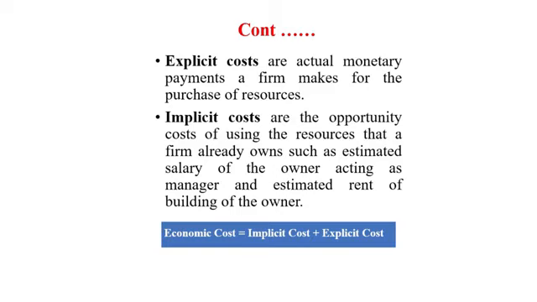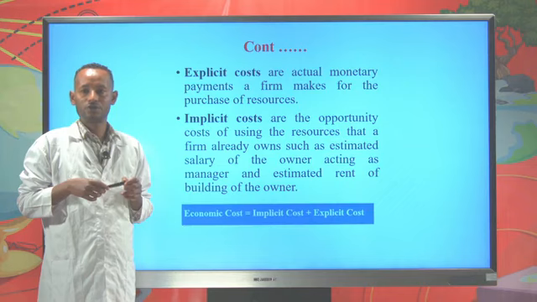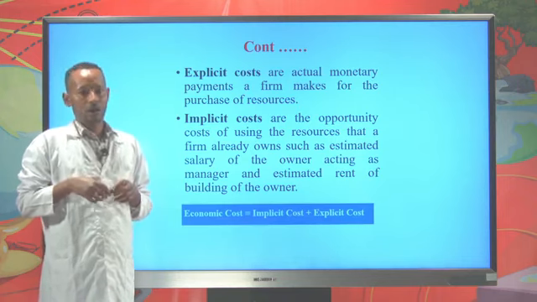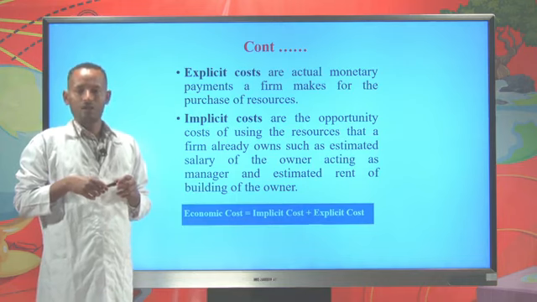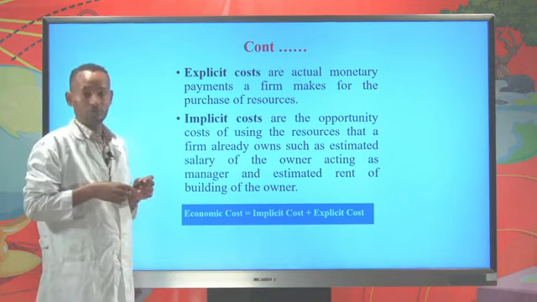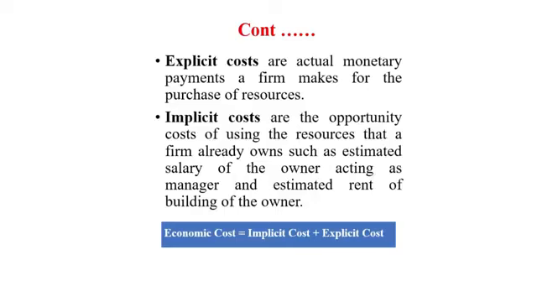For example, the estimated rent of a building of the owner is considered implicit cost. For example, in Ethiopia, most owners engage in production using their own sheds or buildings, and this cost of estimated rent is considered implicit cost. The salary of the owner acting as a manager is also considered implicit cost. Many business owners in Ethiopia engage in production by using their own skill. So the estimated salary of the owner acting as a manager is considered implicit cost.